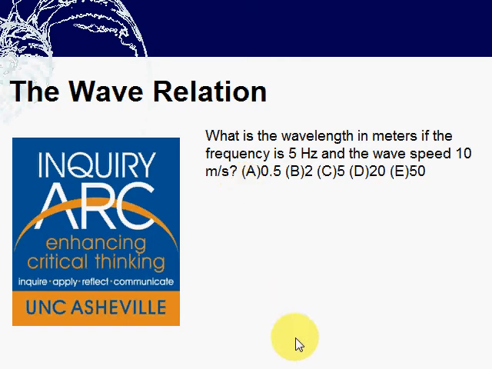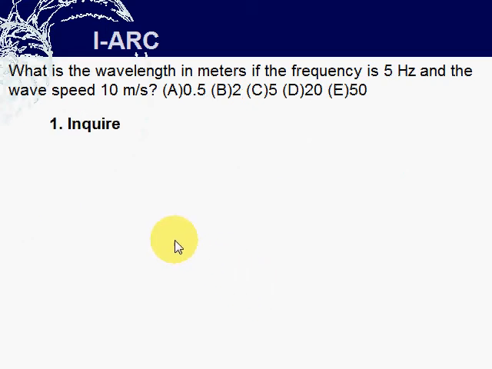A wave relation problem. What is the wavelength in meters if the frequency is 5 hertz and the wave speed is 10 meters per second? And there's 5 choices. We'll use the inquiry arc framework to analyze this question, and that consists first of looking at the inquire stage.